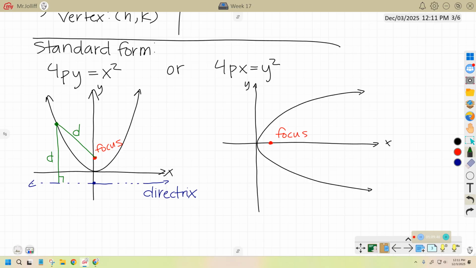P is telling us where that focus and directrix are. P is the distance from the vertex to the focus. That's P. P is the distance from the vertex down to the directrix. P is telling me how far that vertex is from those two points that define the shape. I'm not going to ask you to do that on your final. This is not showing up on your final, but I want you to see it if you have to take calculus again.